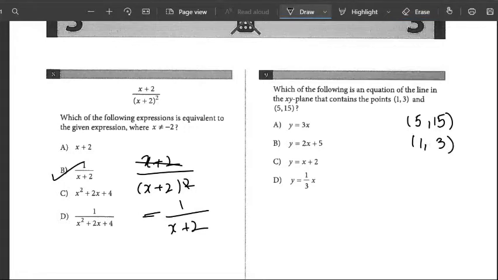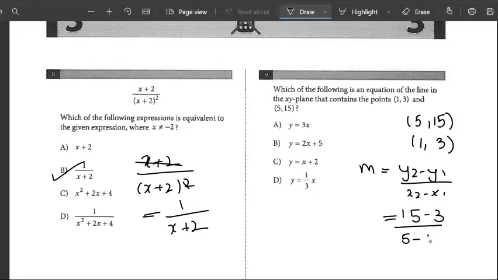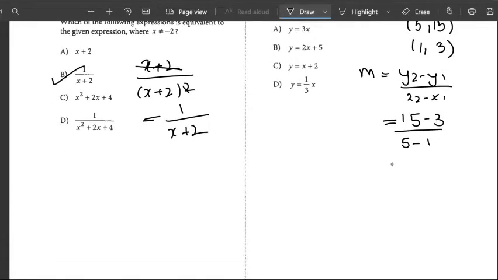So let's find the slope first. M is equal to (y2 minus y1) by (x2 minus x1), which is equal to (15 minus 3) by (5 minus 1), equal to 12 by 4. 12 by 4 is equal to 3. Now that's the slope. (1, 3) is a point.